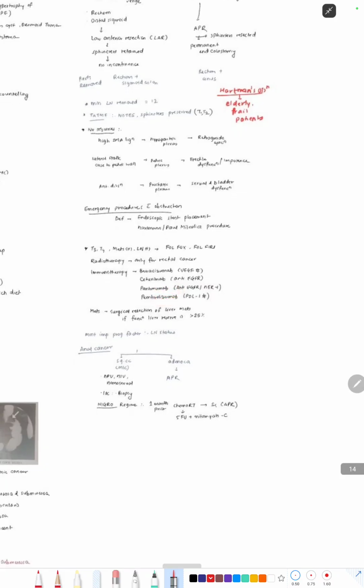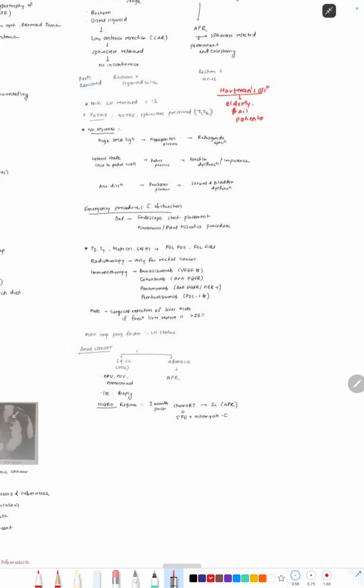For a T3, N1, M1 tumor, where the lymph node status is positive, the chemotherapy that is given is the FOLFOX regimen or the FOLFIRI regimen. Radiotherapy is done only for rectal cancer and not for colon cancer. Immunotherapy includes bevacizumab, a VEGF inhibitor; cetuximab, which is anti-EGFR; panitumumab, which is anti-EGFR; and pembrolizumab, which is a PD-1 inhibitor. These immunotherapy agents can also be given. For metastasis, the most common site is the liver, so surgical resection of the liver metastasis can be done if the functional liver reserve is more than 25%. The most important prognostic factor in rectal cancer is lymph node status.